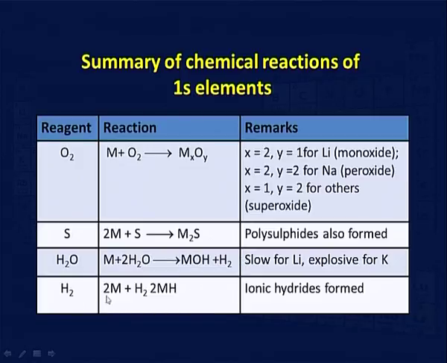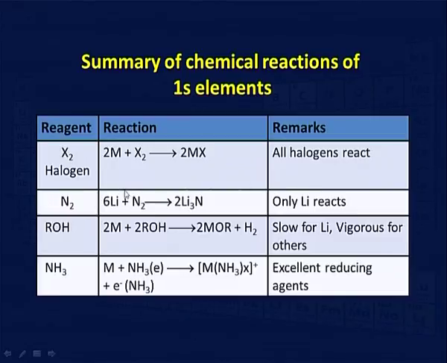Now, H2 will give hydride as we have already told you, then with halogens, all halogens react to give MX. Then nitrogen, this is interesting, only lithium forms nitride under ordinary conditions. You can see we have written only lithium, others do not react; this is an exceptional case here. Although other nitrides are formed, it is not under ordinary conditions, you have to give harder conditions for them.